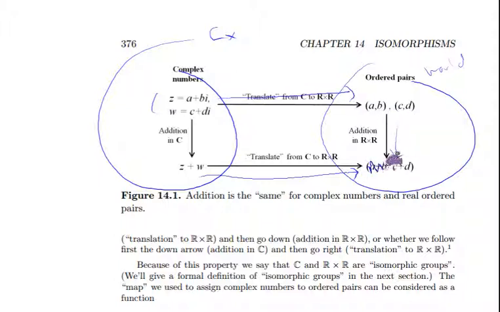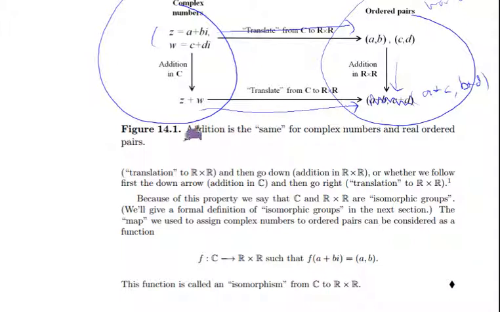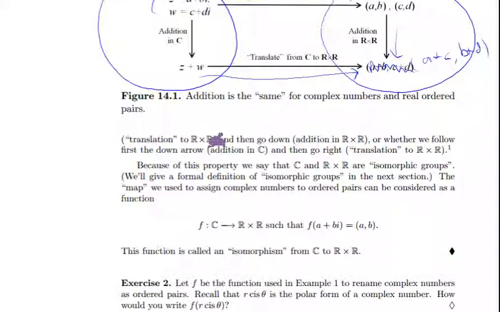Now there is a mistake here. Of course, when you add complex numbers, you should add the real parts, and you should add the imaginary parts. All right, so this is a translation. We've made this analogy before. It's like expressing the same thing in two different languages.